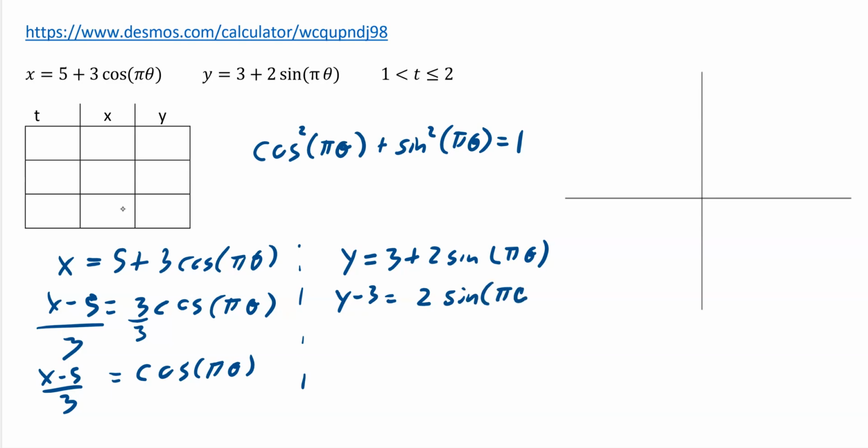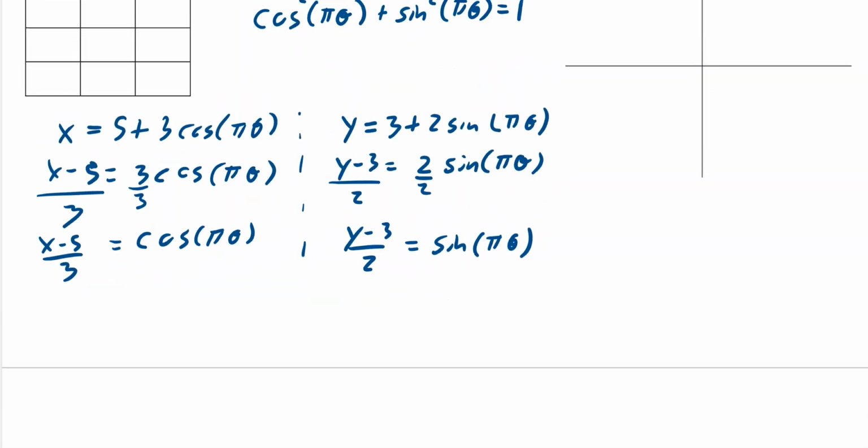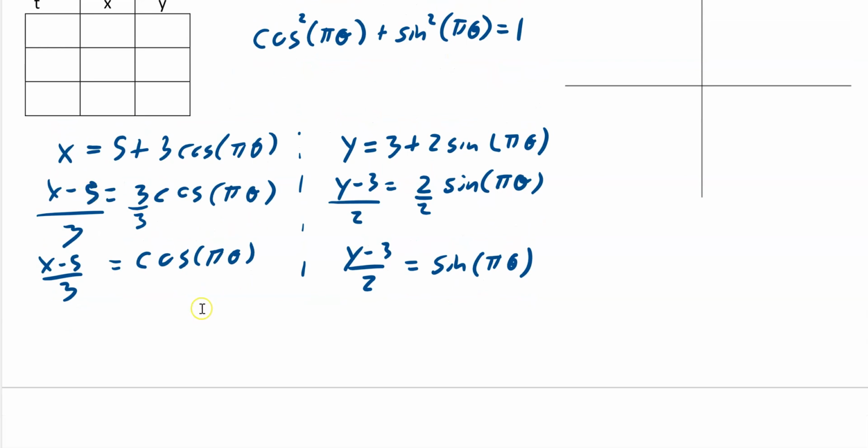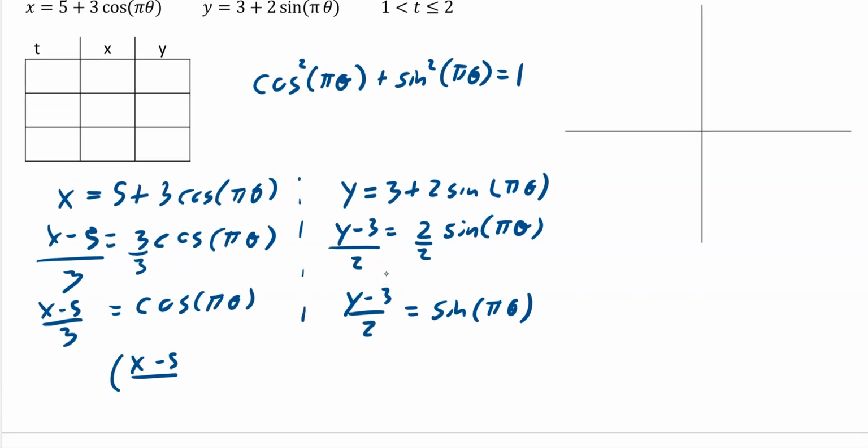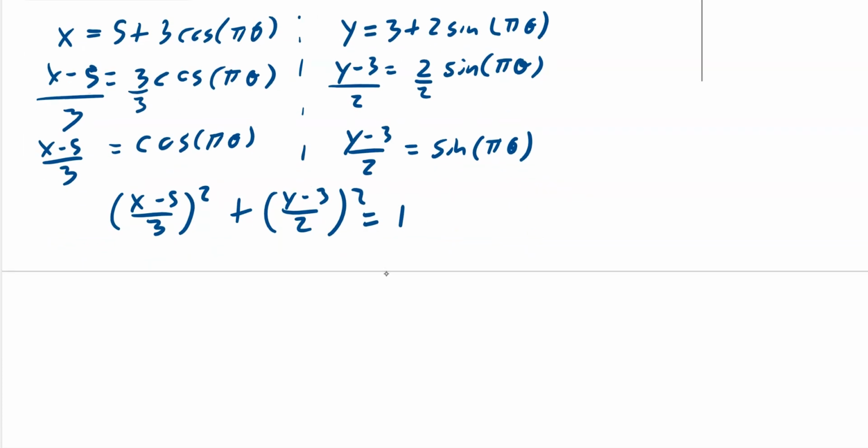Not that you need to be. Divide by 2, divide by 2. So we have y minus 3 over 2 equals sine pi theta. So now, if you plug those in, the cosine squared is this one, the sine would be this one. So we end up with, it's an ellipse. And so if you keep going, this would be x minus 5 squared over 9 plus y minus 3 squared over 4 equals 1.